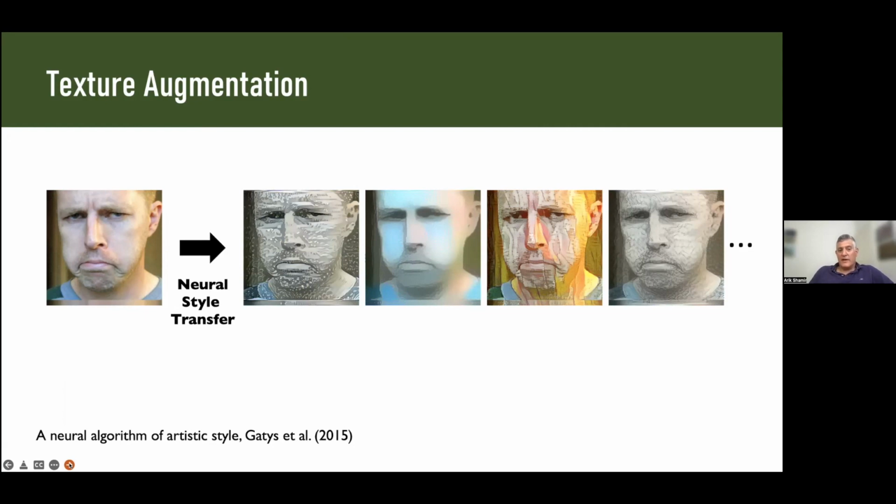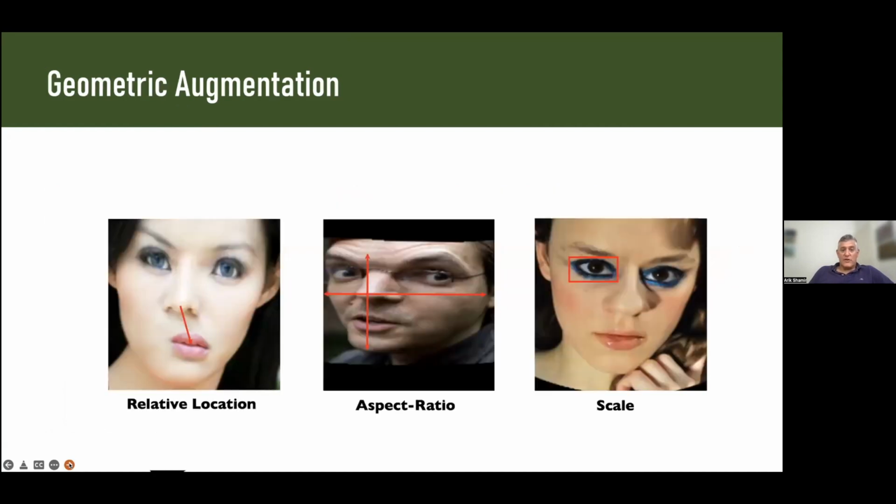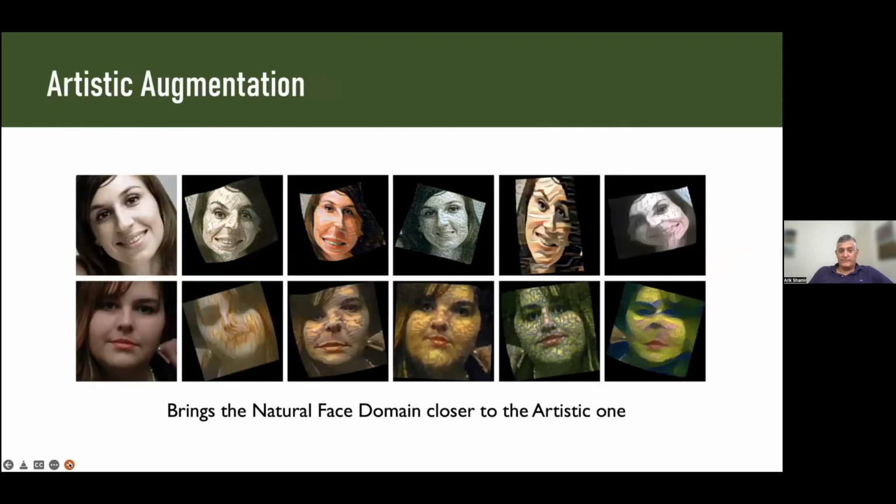And you get different pseudo paintings again. However, this doesn't account for geometry. So what we also did is geometric augmentation. We found the different features in the face, and then we used some affine transformation to change the actual faces, as you can see here. And this changes the relative location, the aspect ratio, the scale, and so on.